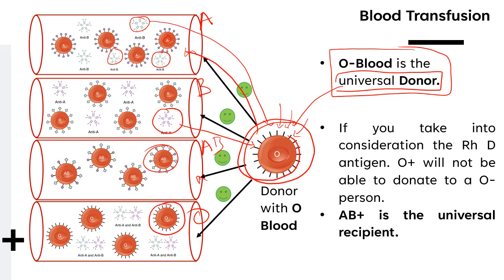And a person with O blood, they have exactly the same type of red blood cells, so you can donate them. That's why O blood is the universal donor.